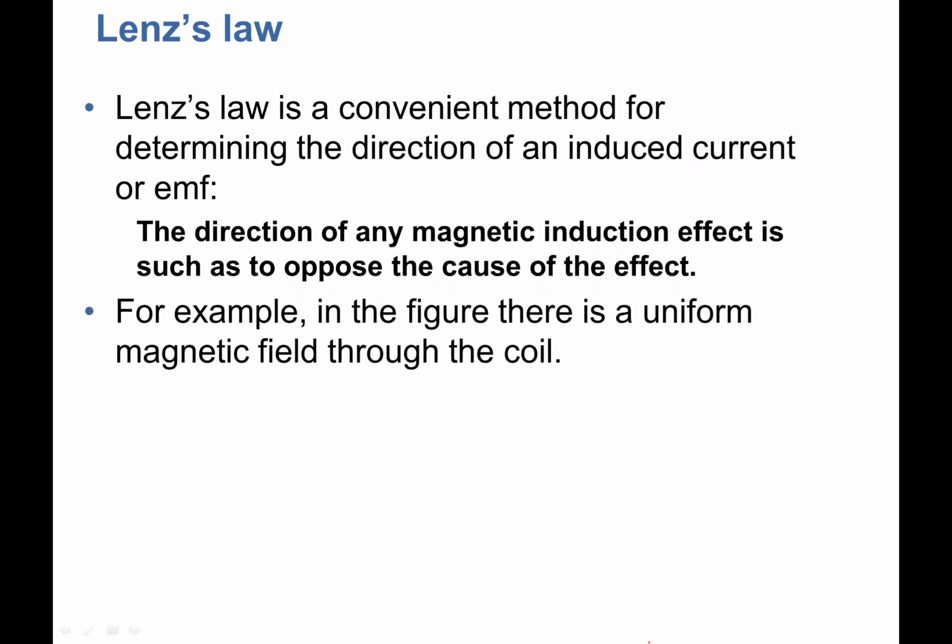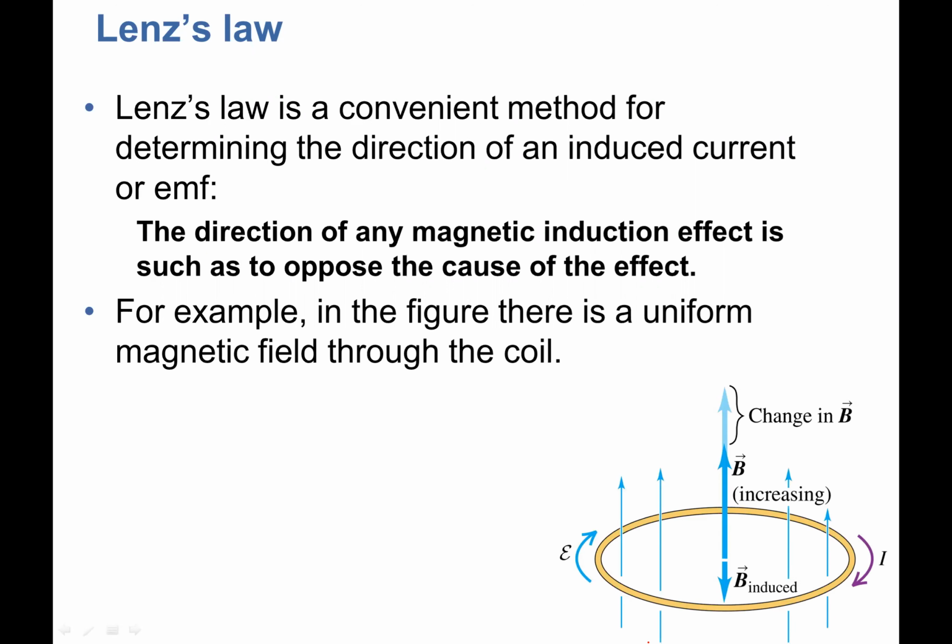Okay. So here's the figure. You have a coil, and this is the external magnetic field. That means upward. But it's changing, and it's changing in the same direction, meaning that it's increasing. So you can say B external is increasing.